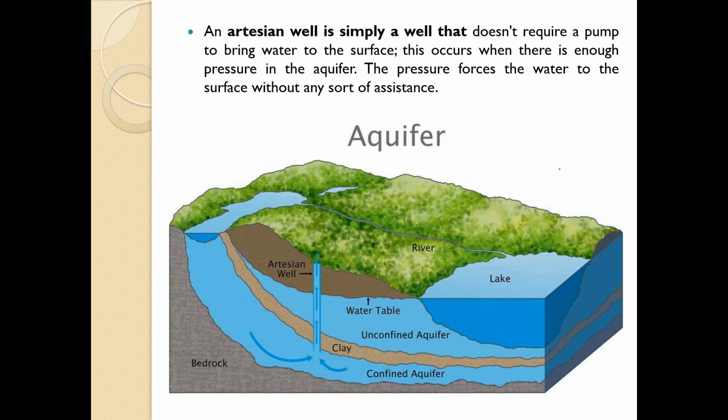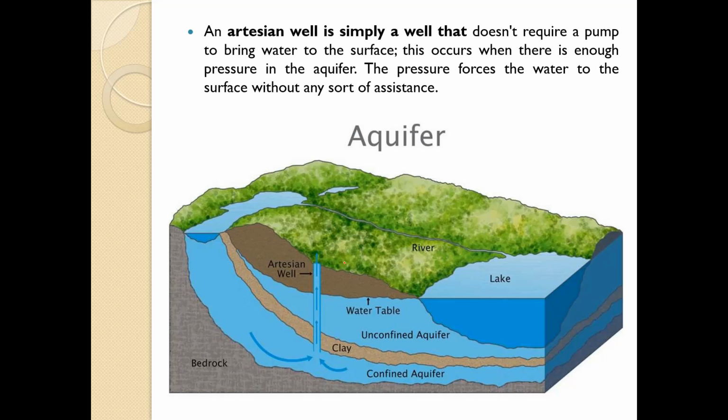Then the artesian well. It is simply a well that doesn't require a pump to bring the water to the surface. This occurs when there is enough pressure in the aquifer. The pressure forces the water to the surface without any sort of assistance. So here you can see the well, or storage of water at a height above the well. This is the unconfined aquifer and this is the confined aquifer. From here water percolates into this unconfined aquifer.